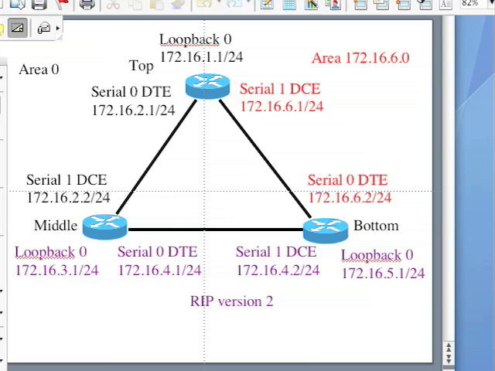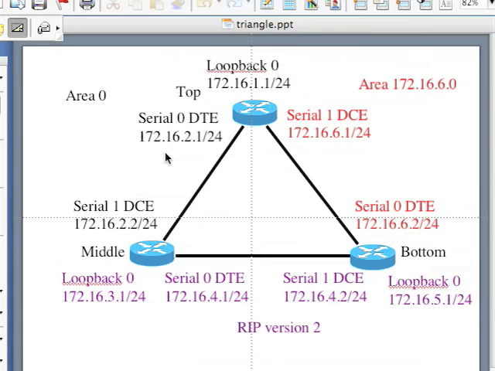Okay, let's look at our network for today. Here is our triangle, and it's the same triangle as the last episode. The middle router and the bottom router are speaking RIP to each other. The RIP area is in purple. The middle router is speaking OSPF to the top router in area 0. The middle router is an autonomous system boundary router because it is redistributing from RIP version 2 into OSPF.